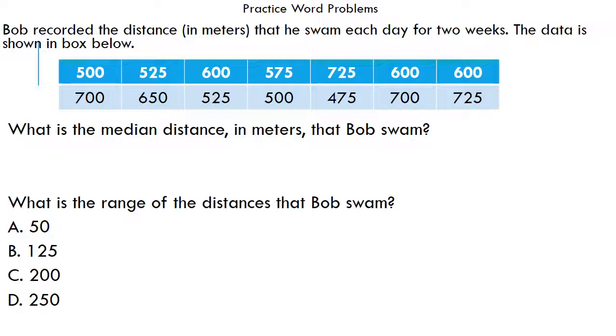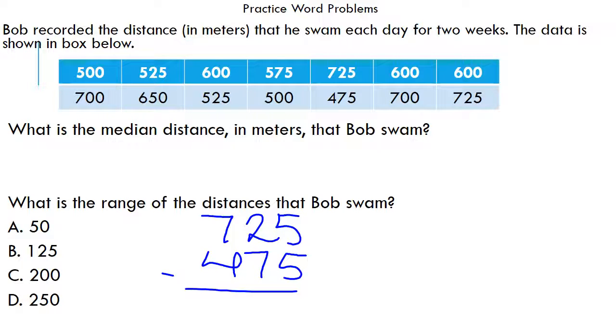So since we already had them listed in order from least to greatest, we already know that the biggest number is 725, and we're going to subtract 475 from that. 5 minus 5 is 0. I need to regroup. 12 minus 7 is 5. 6 minus 4 is 2. So 250, does that make sense? Yes, it does. And our answer is here.